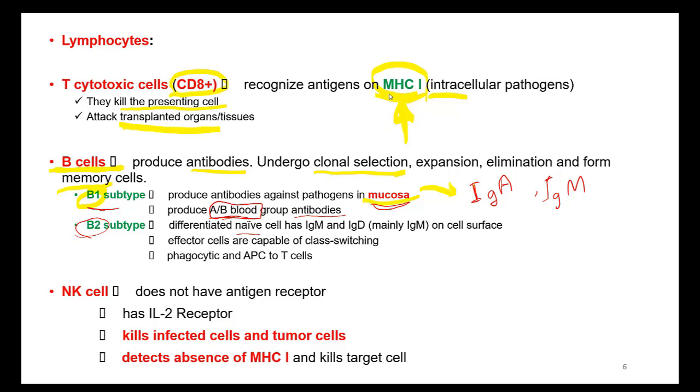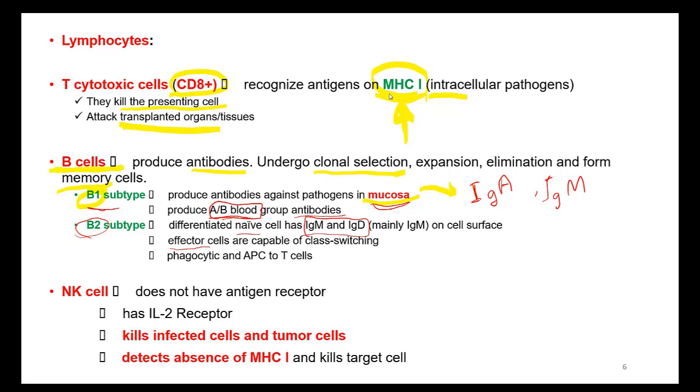Remember, they are naive, and then they start producing antibodies. When they are naive, they have some antibody that is stuck to their surface, as we're going to see later, these types of antibodies, right? And then when they become effector cells, they are going to class switch their antibodies, and they're going to start producing antibodies that are specific to the type of infection that they encounter. Okay.